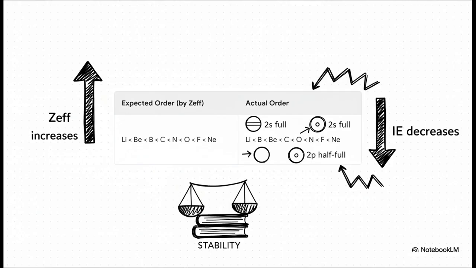Why? It all comes down to stability. Beryllium has a full 2s subshell, and nitrogen has a 2p subshell that's exactly half full. These specific arrangements are extra stable, kind of like a perfectly balanced stack of books. The atom is just happy where it is, and it makes you pay a little extra to mess that up.